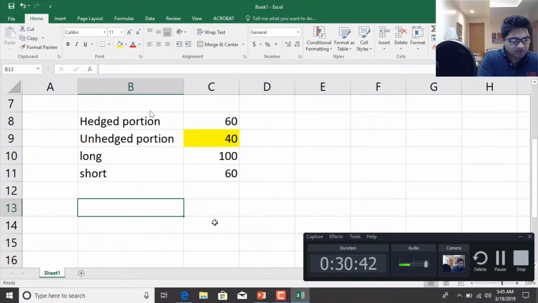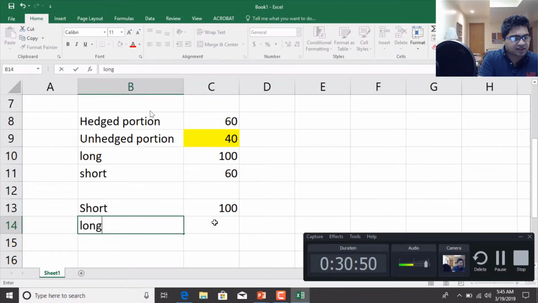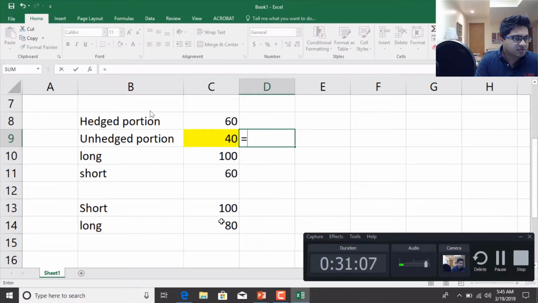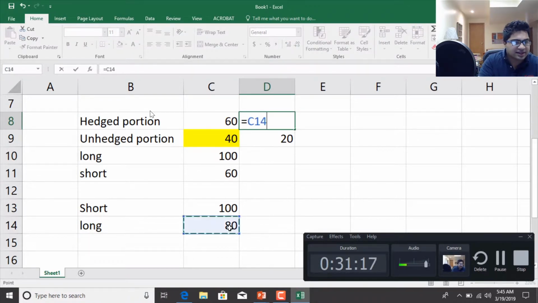Now if this is the case, you're going $100 short and you're covering it up with $80 long. So this is your trade. So it is still a directional trade because long and short are not the same. If they are the same, then it is a relative value trade. Now what will you do? The unhedged portion will be the difference, 100 minus 80, and the hedged portion will be the lower amount between 100 and 80, that is 80.